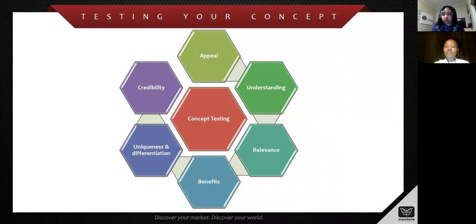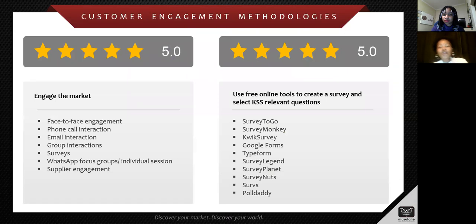Does it speak to them? Do they understand what I'm trying to say? Am I talking about the right benefits that they're actually looking for, or am I missing the mark? But most importantly, do they even believe what I'm saying? And if they don't, what can I do to make customers believe that this concept is going to work? Because sometimes they look at you as an entrepreneur and go, this guy can't pull this thing off. What is it that you need to do to make yourself more credible? So test your concept. Let's see how this can be done.